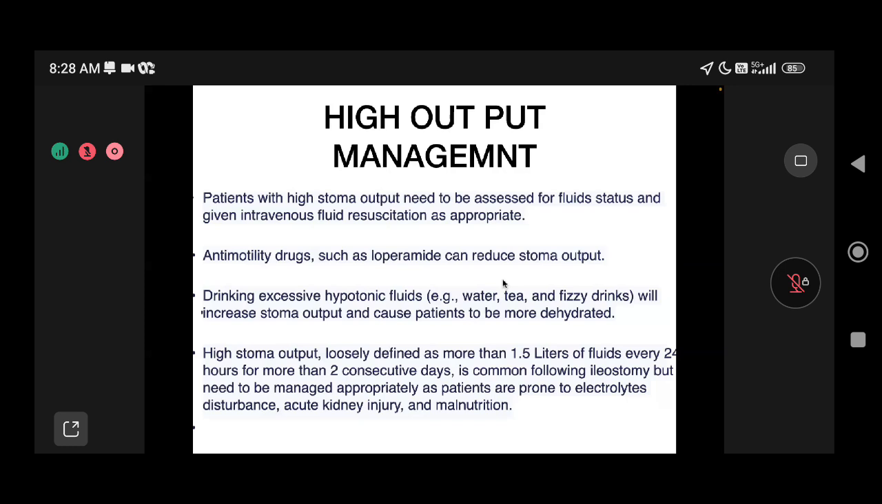For high output management, a patient with high output needs to be assessed for fluid status and given intravenous fluid resuscitation as appropriate. Anti-motility drugs like loperamide can reduce the stoma output.